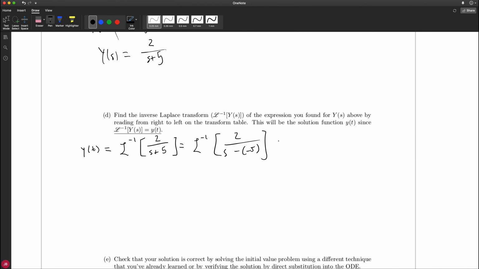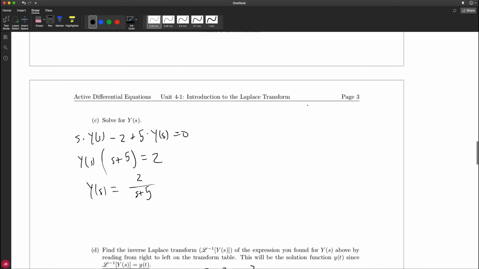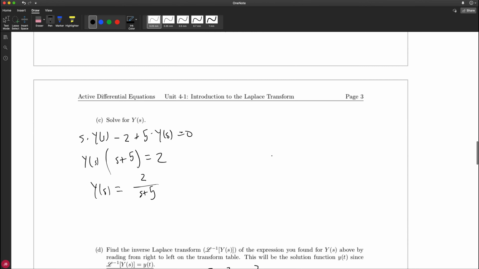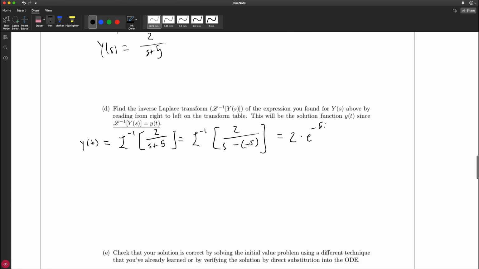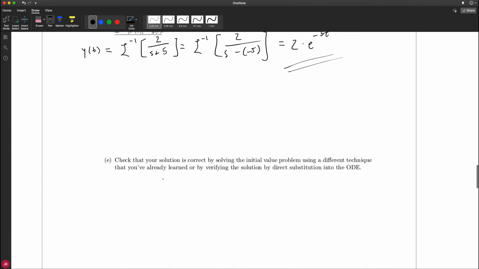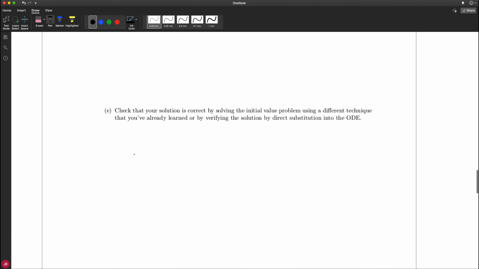And now let's go back to that table. So c is going to be 2, so my inverse Laplace transform is 2 times e to the minus 5t. Okay, so we're going to claim that that is our answer. And now let's check it against methods that we already know how to do. So y prime plus 5y equals 0 with initial condition y of 0 equals 2.